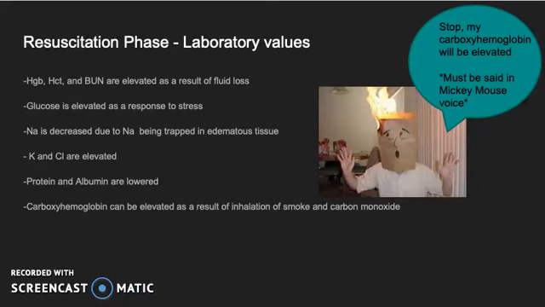For resuscitation phase laboratory values, you have your hemoglobin, hematocrit, and BUN elevated as a result of fluid loss. Glucose is elevated as a response to stress. Sodium is decreased due to sodium being trapped in edematous tissue. Potassium and chloride are elevated. Protein and albumin are lowered, and carboxyhemoglobin can be elevated as a result of inhalation of smoke and carbon monoxide.